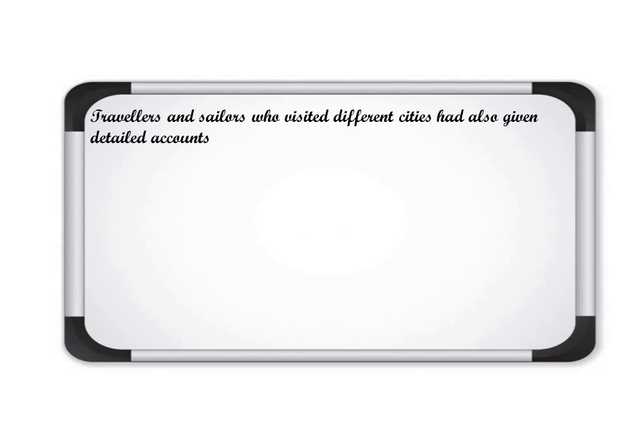Next is about travelers and sailors who visited different cities and also gave detailed accounts about them. What is the work of travelers and sailors? Definitely they move from one place to another. So earlier also, travelers and sailors visited different places and gave detailed accounts of those places. Here one example is given in your book.